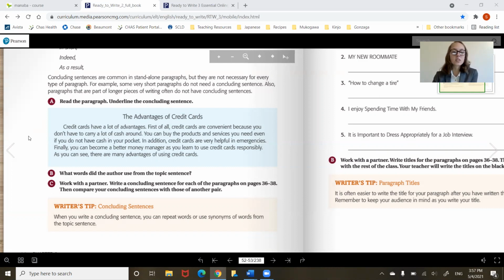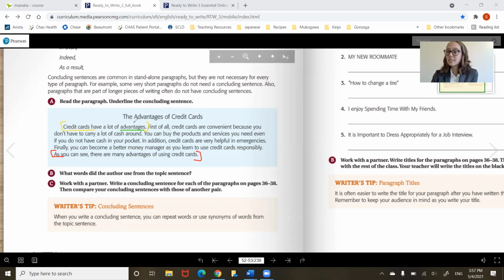Okay, so the first thing is we're supposed to underline the concluding sentence. So it's going to be at the end of the paragraph, okay? This is our concluding sentence. As you can see, there are many advantages. If we go and look for our topic sentence, we'll find it at the beginning, right? Credit cards have a lot of advantages. As we've practiced, we'll find the topic, credit cards, and specifically about credit cards, we're talking about what? What is the focus? The advantages. So we're talking about the advantages of credit cards. Also from my title, you can tell.